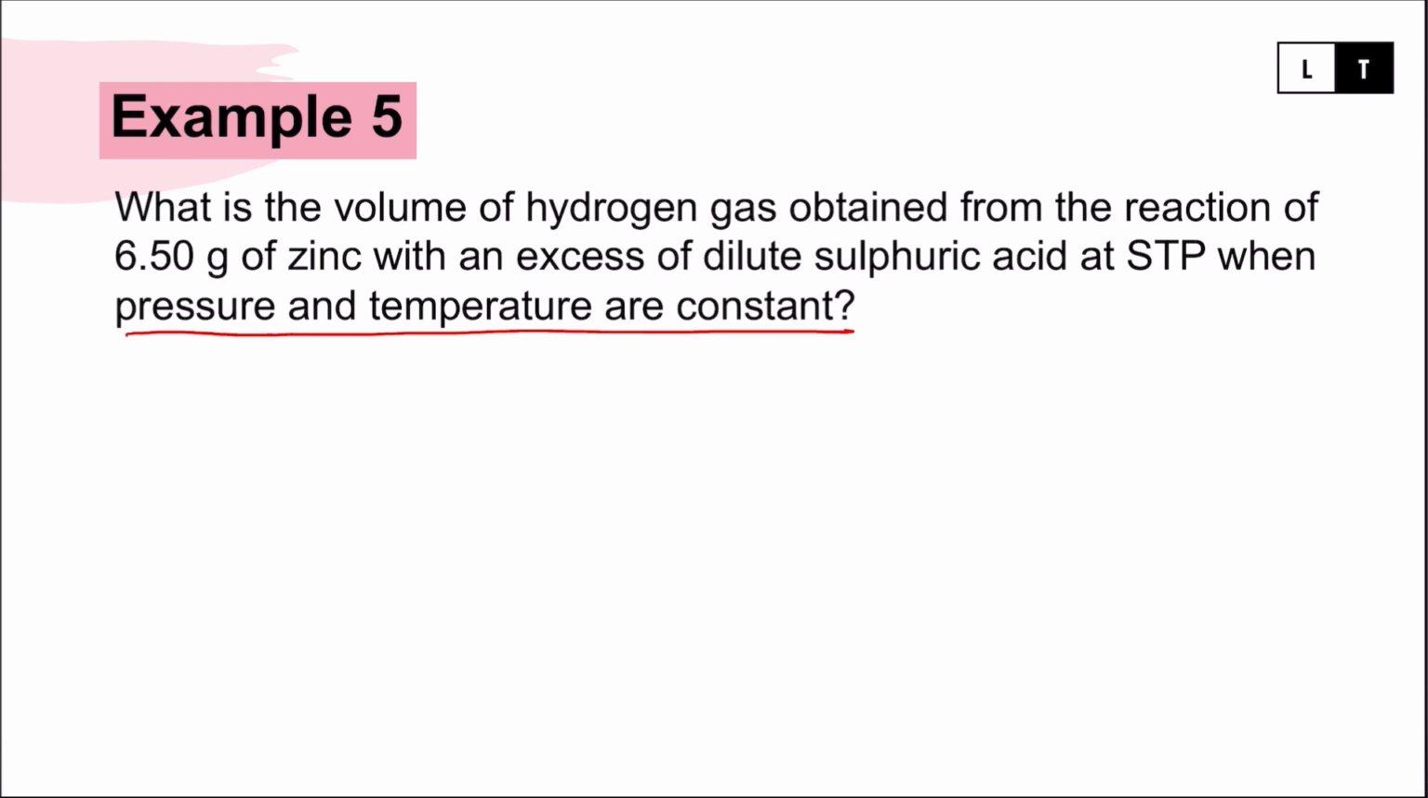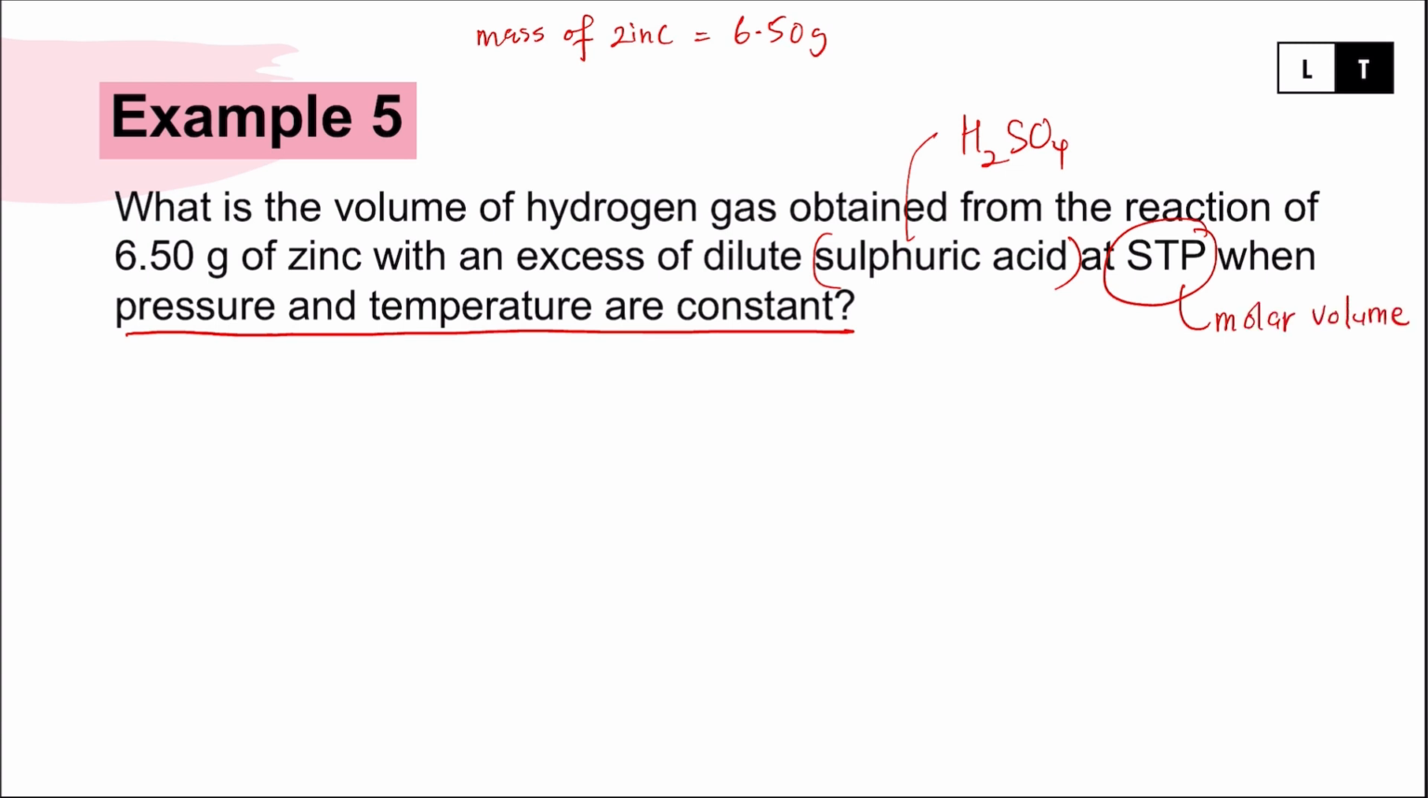So, I have mass of zinc, which is 6.50 gram. And after that, I have zinc reacts with sulfuric acid. The formula for sulfuric acid is H2SO4. And then we have molar volume. So this is molar volume at STP, standard temperature and pressure. And you have to find out the volume of H2 gas. This is what you need to find out.